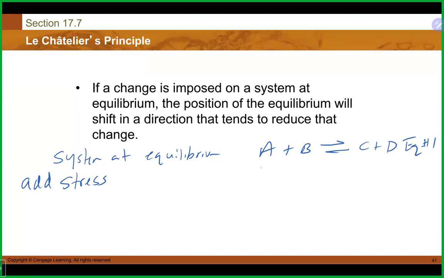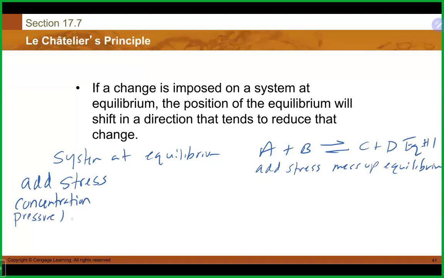And when you add a stress, it will mess up the equilibrium. That's a very scientific way of saying that. It will mess it up. And let's talk a little bit about what stresses are. Stress could be something to do with the concentration of reactants or products. It could do something with pressure and volume if you're dealing with gases. You could do something with temperature.